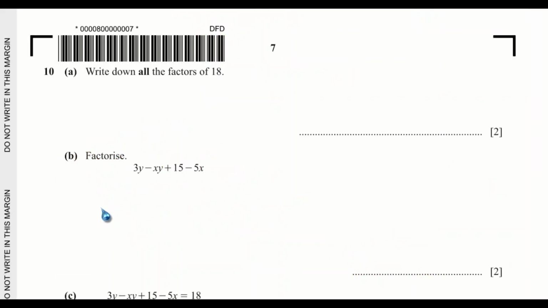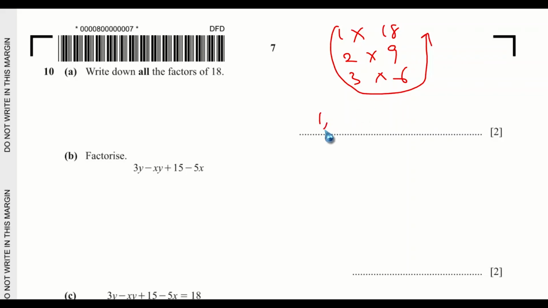Okay, question 10. Write down all the factors of 18. So all the factors of 18 will be 1 by 18, 2 by 9, 3 by 6. I think that's all. Then you write like this. So you have 1, 2, 3, 6, 9, and 18.